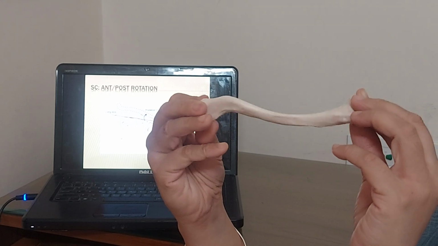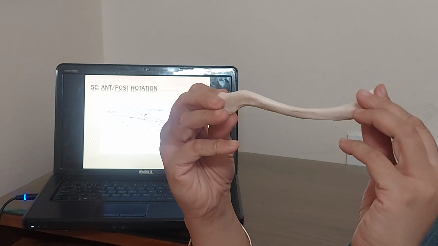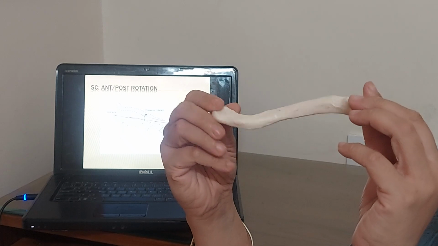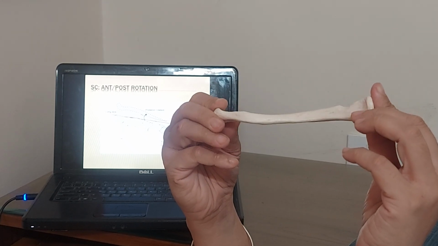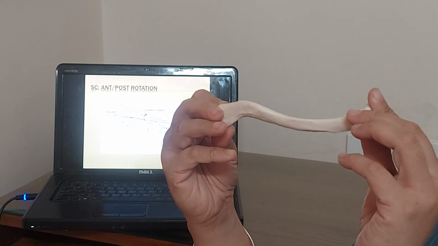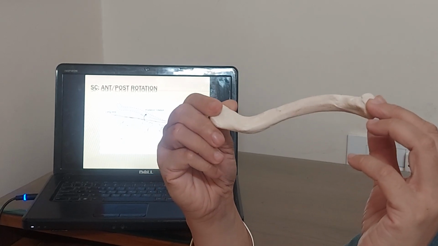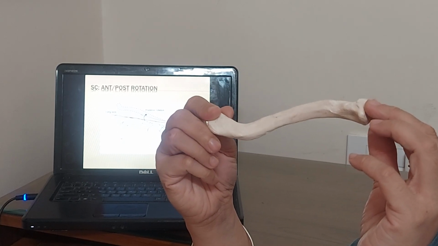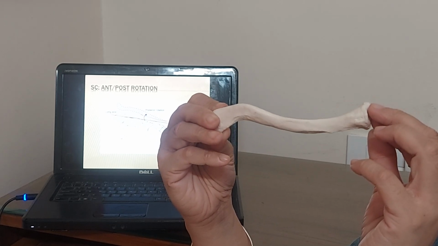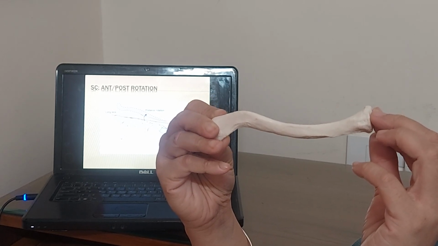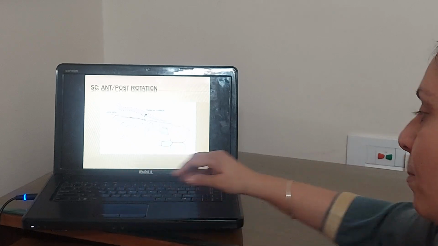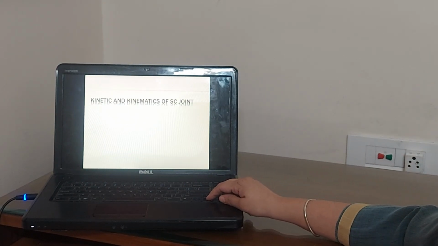Now this movement which is possible is called the posterior rotation or downward rotation, and this is called the anterior rotation or the neutral movement. This is the ideal movement which is happening, and this is the posterior rotation or downward rotation, and coming back to the neutral position is said to be the anterior rotation or upward rotation. So these are the two movements which are possible, and along with this is the spinning movement. It is the spinning of the long bone itself.